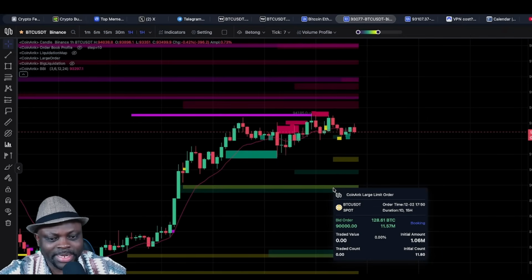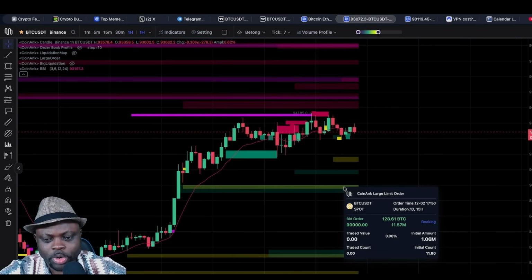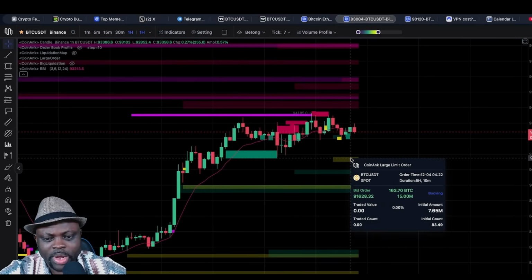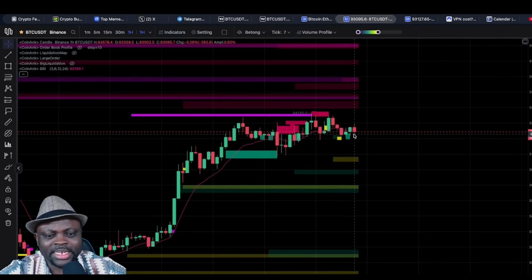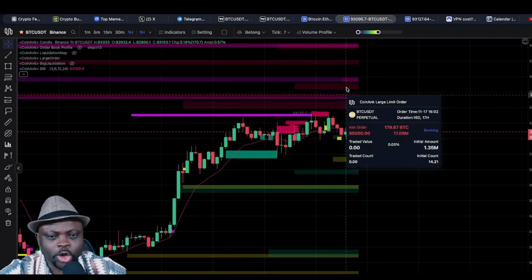These orders are placed recently. They were not there, but you can see the orders are not significant orders. They are just minor orders. You can see 1.06 million worth of Bitcoin. Here we have 7.6 million worth of Bitcoin. And here we have 9.32 million worth of Bitcoin. So the worst case scenario, they can easily spike down here and take us back up there.